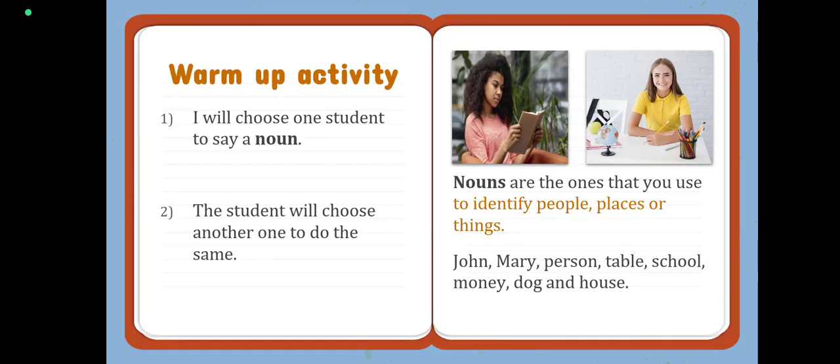Now, here we have today's warm-up activity, and this is pretty easy. I will choose one student to say a noun, and after that, that student will choose another student to do the same. So I will choose Oscar Lamas. Can you say a noun? Yes, teacher. Horse. Great. Now, Oscar, can you choose another student?